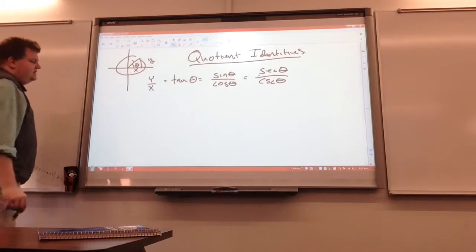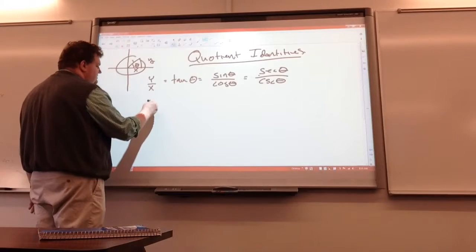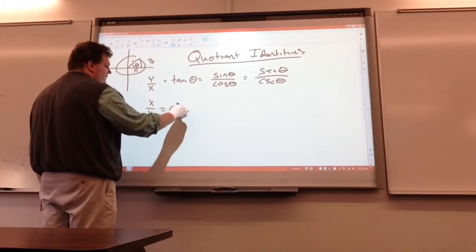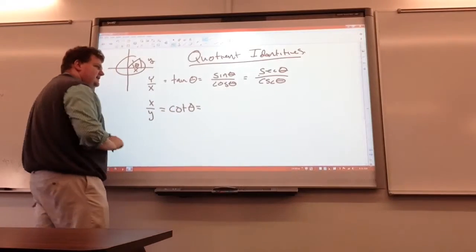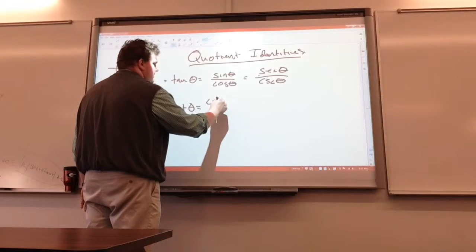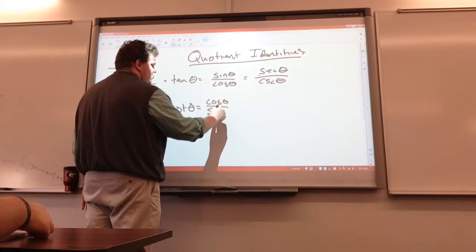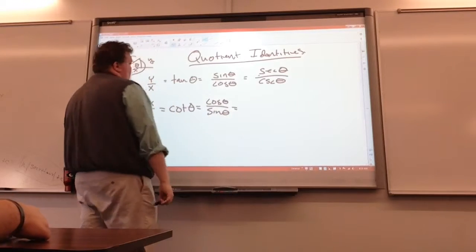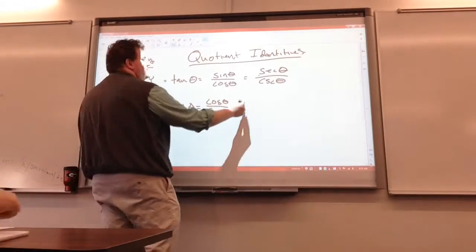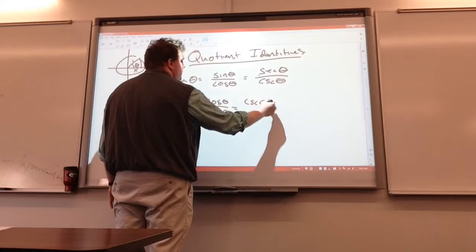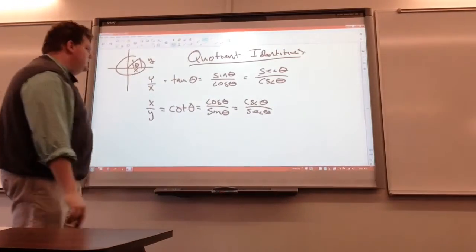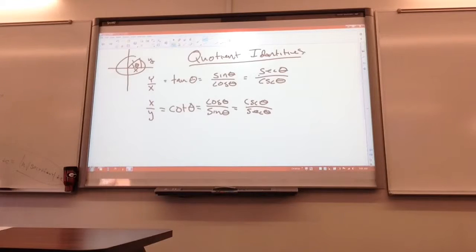So if we do that to tangent, can we also do that to the cotangent? You bet. What do you think cotangent of theta is going to be? Cosine divided by sine. Good. Cosine theta divided by sine of theta. And if we're doing it in terms of secant and cosecant? Cosecant of theta over secant of theta. Sweet. Okay, and so that's what's called a quotient identity.